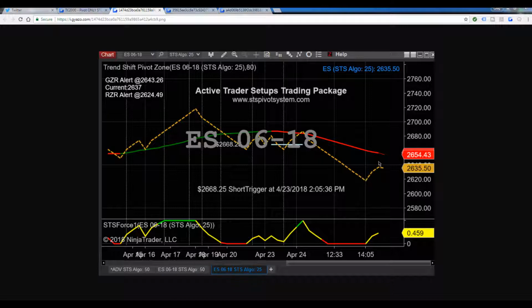I don't expect much of a bounce if it continues up, and right now it is kind of grinding up a little higher to the 2638 area. I think it's going to intersect here. What it's supposed to do is reject and sell off some more.